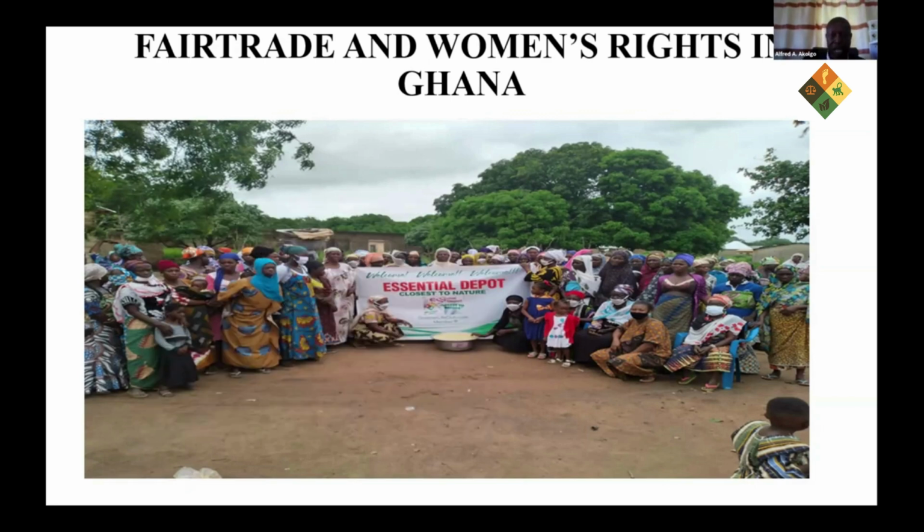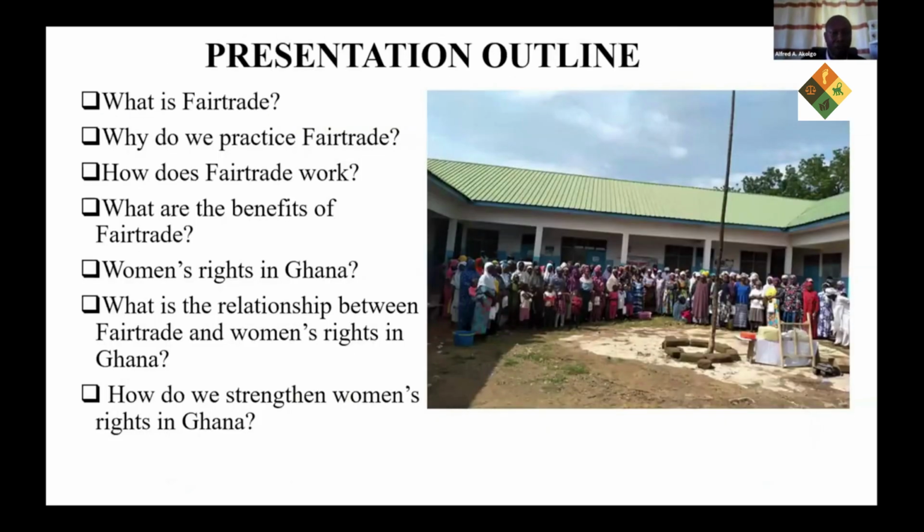So basically I want us to look at this in terms of my presentation guide or outline. First of all, I want us to look at what fair trade is. Then we look at why we practice fair trade, how fair trade works, and what the benefits of fair trade are. In looking at the benefits, we will deal with two main ways: the benefits in terms of the producers or the processors, and then the benefits in terms of the consumer.